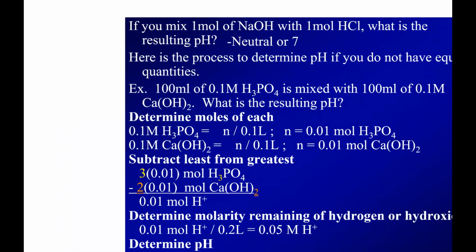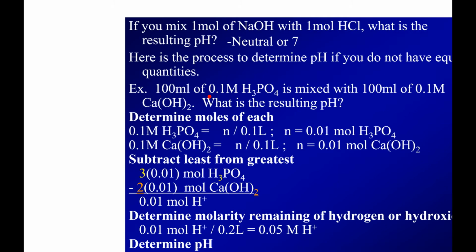Okay, so here's our problem. Just like the previous problem, what happens if we mix 1 mole of NaOH and 1 mole of HCl? Well, if we have 1 mole of each, they're going to cancel each other out and produce water. So that would give us a neutral pH. But what happens when you don't have equal quantities, kind of like our first example? Well, here's our first problem.